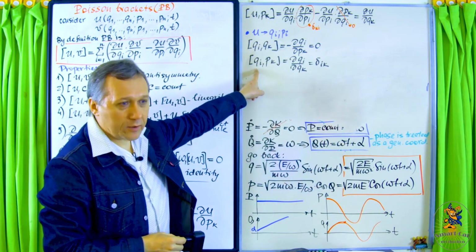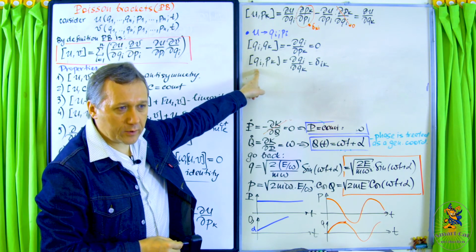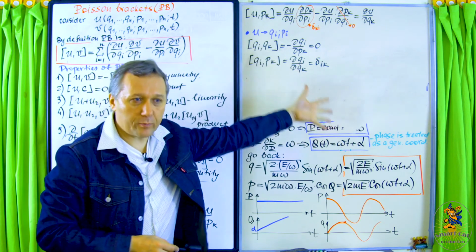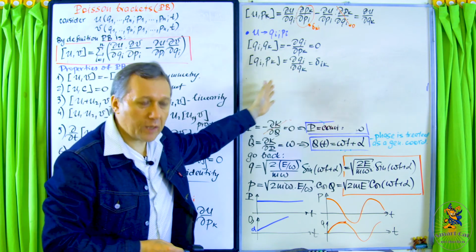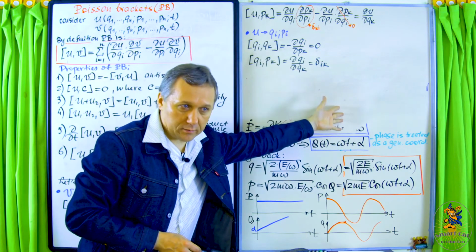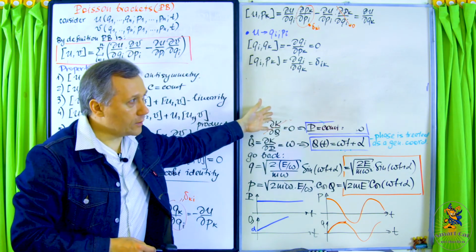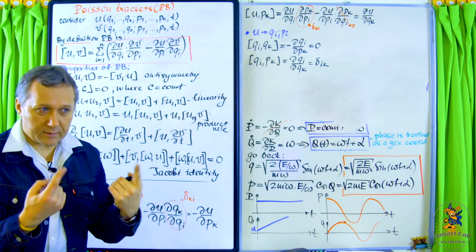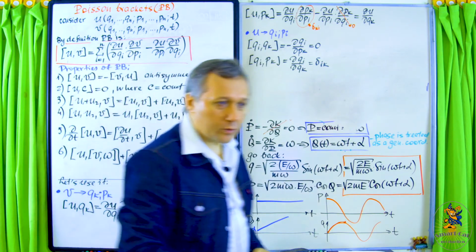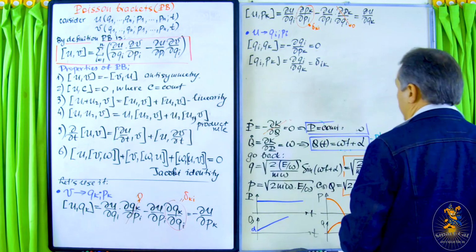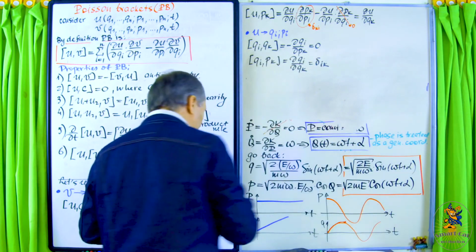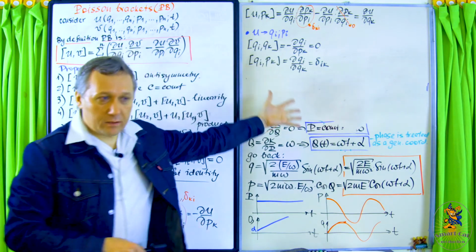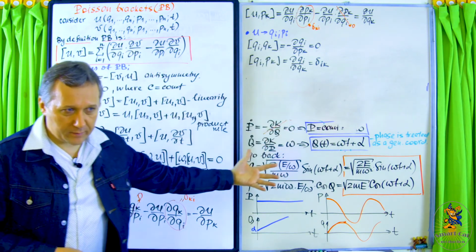So if you construct the Poisson bracket of two canonically conjugate quantities, q1, p1, or q2, p2, you will end up with 1. Otherwise, if it's q1, p2, you will get 0. Or q2, p1, also 0. But if indices are the same, q1, p1, and so on, q2, p2, then of course you will end up with 0. I mean, with 1. Why do I keep saying 0? Right, so it's the second fundamental bracket.